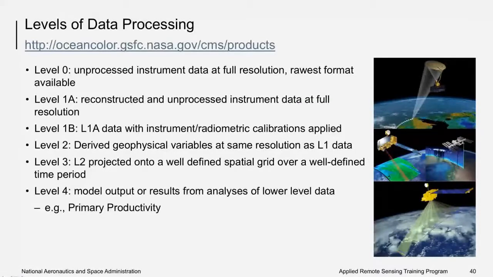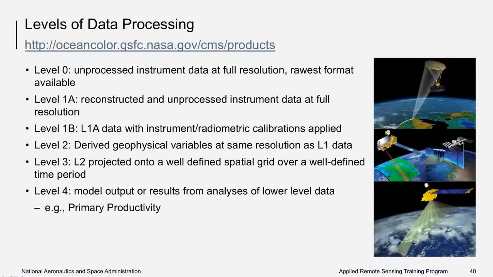They are listed here on this slide, and I'm going to walk through them. Level 0 data are unprocessed instrument data at full resolution. Any artifacts of these data from the communication of the spacecraft to the ground station have been removed. These data are the most raw format available and are only provided for a few of the missions.